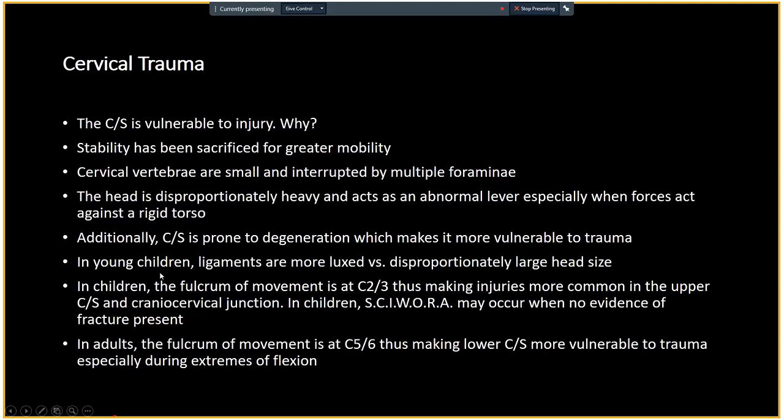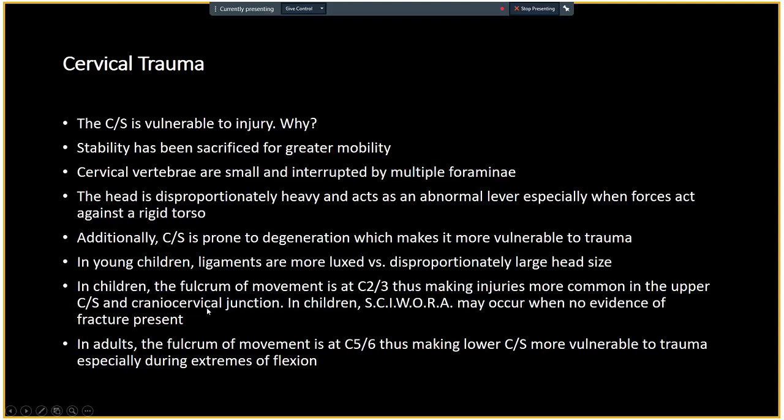Another important thing to appreciate is the difference between the pediatric and adult spine. We know that in children, ligaments are usually more lax than in adults. The spine is still maturing and mainly cartilaginous, and the size of the head is much larger. Therefore, pediatric trauma should also be considered a potential major compromise to the cervical spine and neurological structures.